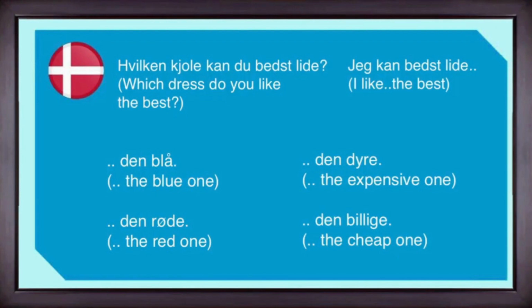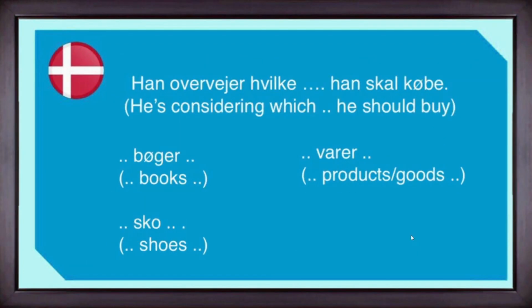The cheap one. Now notice here that we don't say like den blå en, den røde en, den dyre, etc. No, just den blå. And that's the cool thing about Danish. You can just say den blå, den røde, den dyre, den billige, den store, den lille, den gamle, den nye. It's super convenient. Right? Så jeg kan bedst lide den blå. Jeg kan bedst lide den røde. Jeg kan bedst lide den dyre. Jeg kan bedst lide den billige. Right? Like that. Alright. Now you got, this might look tricky, but it's not.